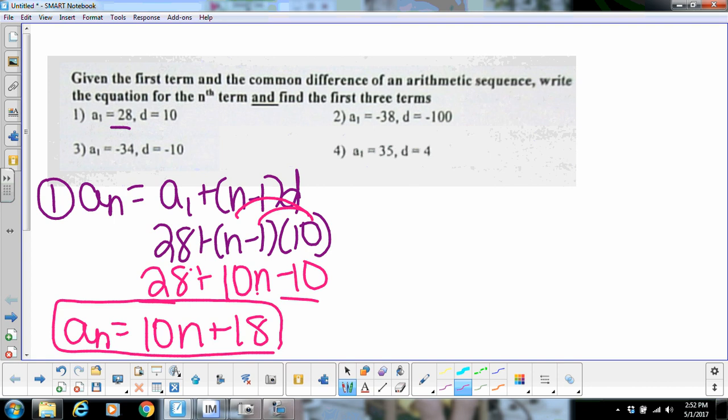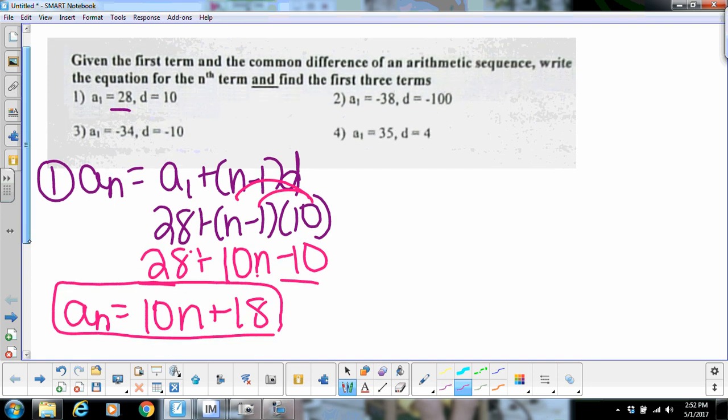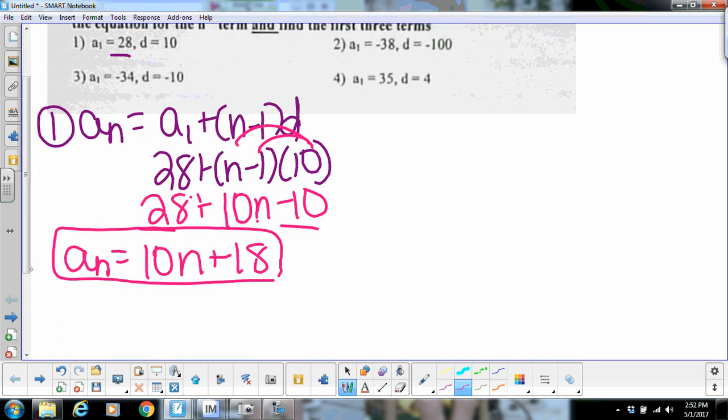There are a couple of ways you can do the second part of this if it's looking for the first three terms. You know the first term is 28, and you are adding a 10 every time. That's your difference. So it's going to be 38 and 48. Or you could have plugged in 1, 2, and 3 for n. So in other words, 10 times 1 will be 10, 10 plus 18 is 28. 10 times 2 will be 20, 20 plus 18 is 38. 10 times 3 will be 30, 30 plus 18 is 48.